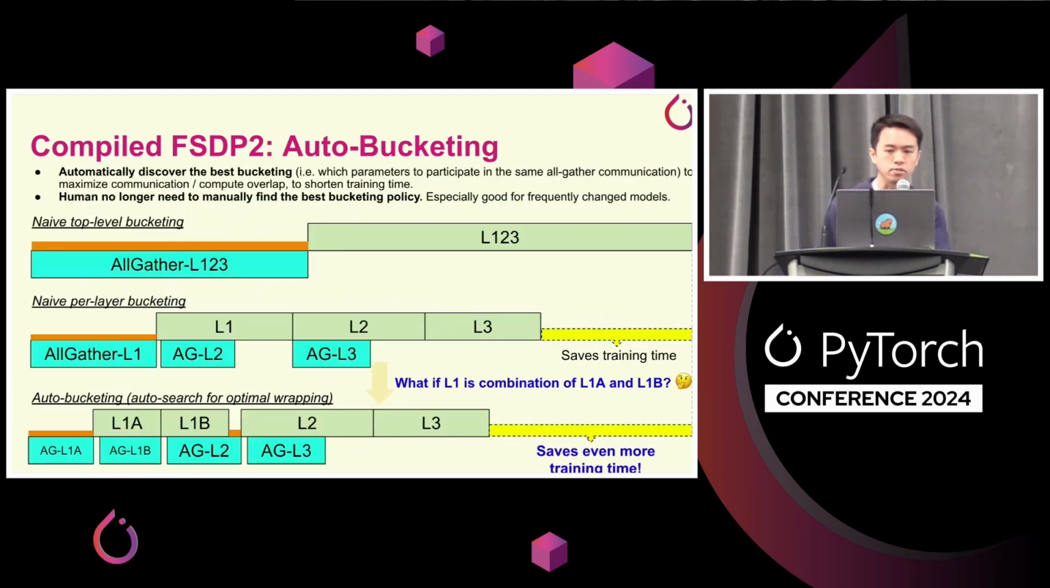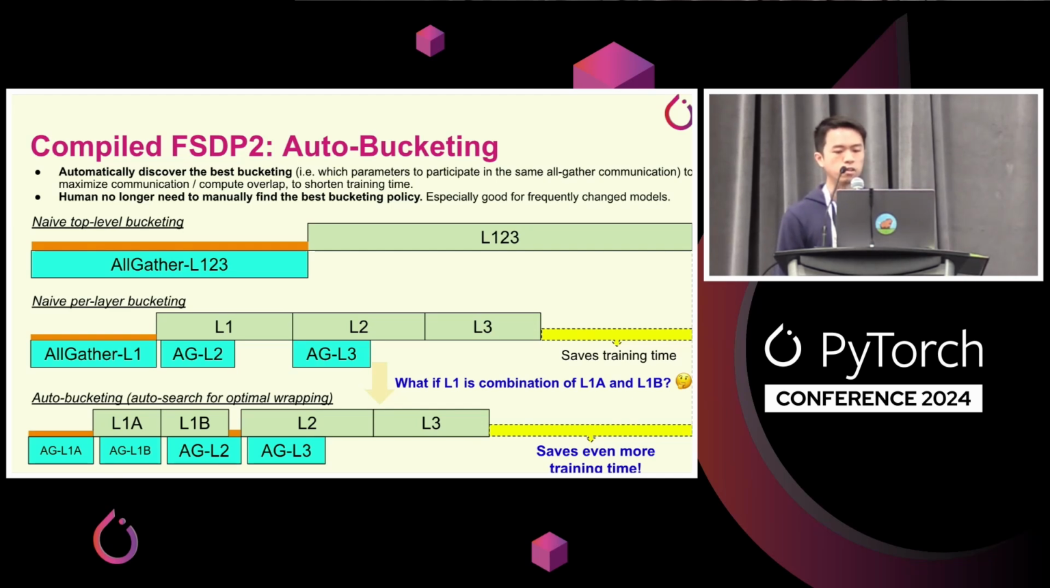So let's talk about the optimizations that we can do once we have the full graph. The first one is auto-bucketing. Bucketing decides which parameters participate in the same all-gather communication. The idea of auto-bucketing is that we can automatically discover the best bucketing to maximize the communication and computation overlap. For example, if we have a model that has 3 layers, L1, L2, and L3, and we just naively apply FSDP on top of the model, we will run the all-gather at the beginning of the forward. After the all-gather is finished, we'll run the compute for all those layers. As you can see, this exposes the entirety of the all-gather operation on the GPU trace.